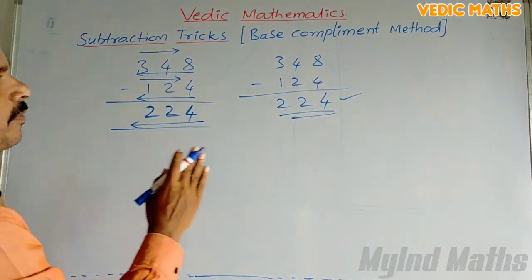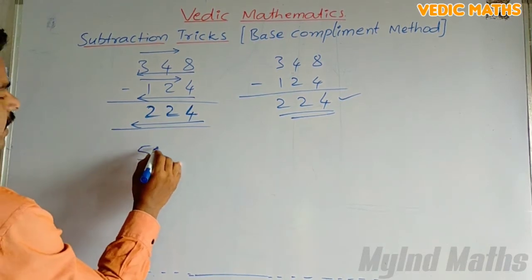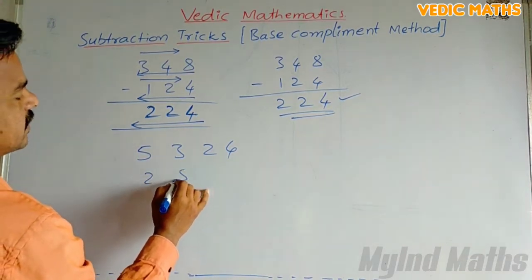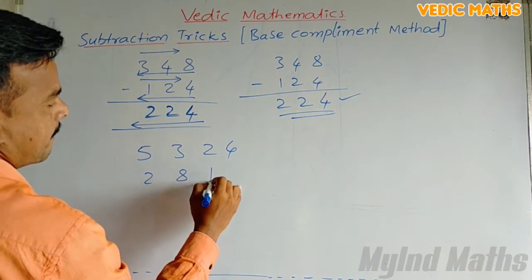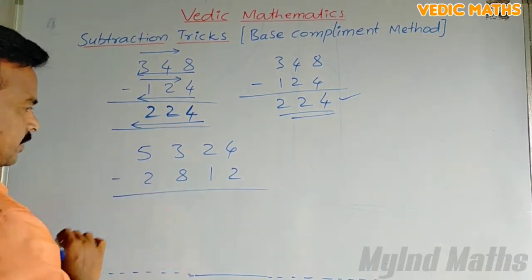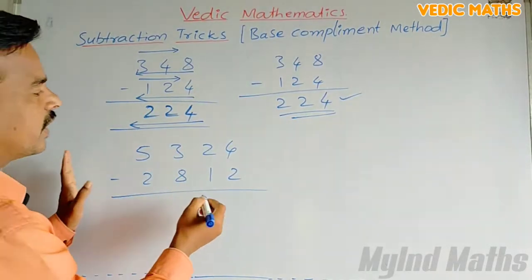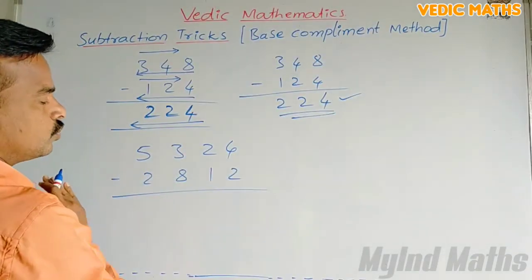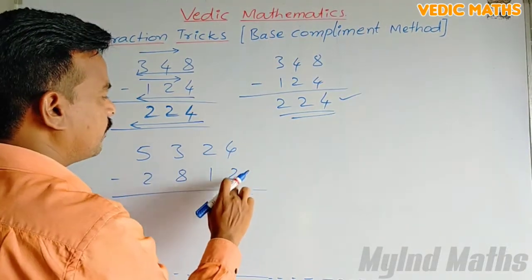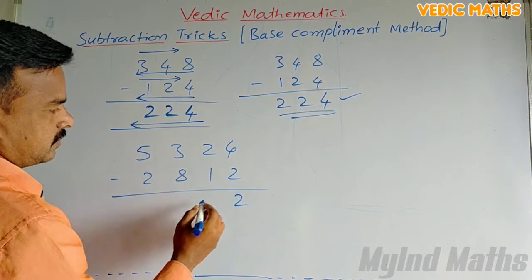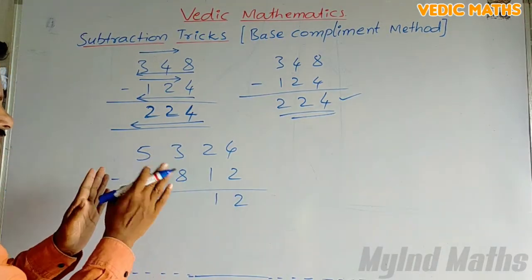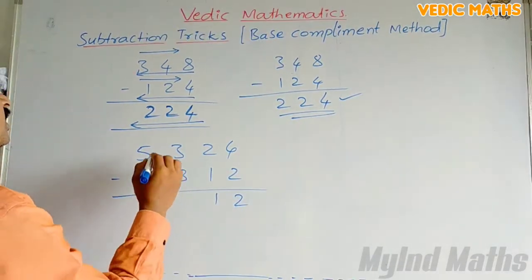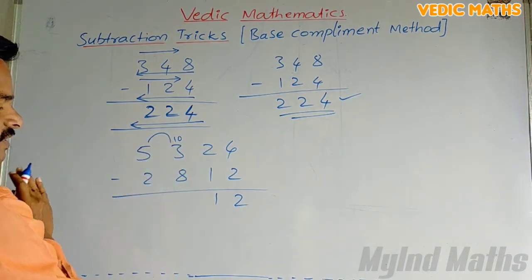But we have to take another example. One example is 5324 minus 2812. How do we do this in the current method? 4 minus 2. We start from the right side and move to the left side. So here 4 minus 2, 2. 2 minus 1, 1. And 3 minus 8. It is not possible, because 3 is smaller than 8. That's why we have to borrow 10 from the left side digit.